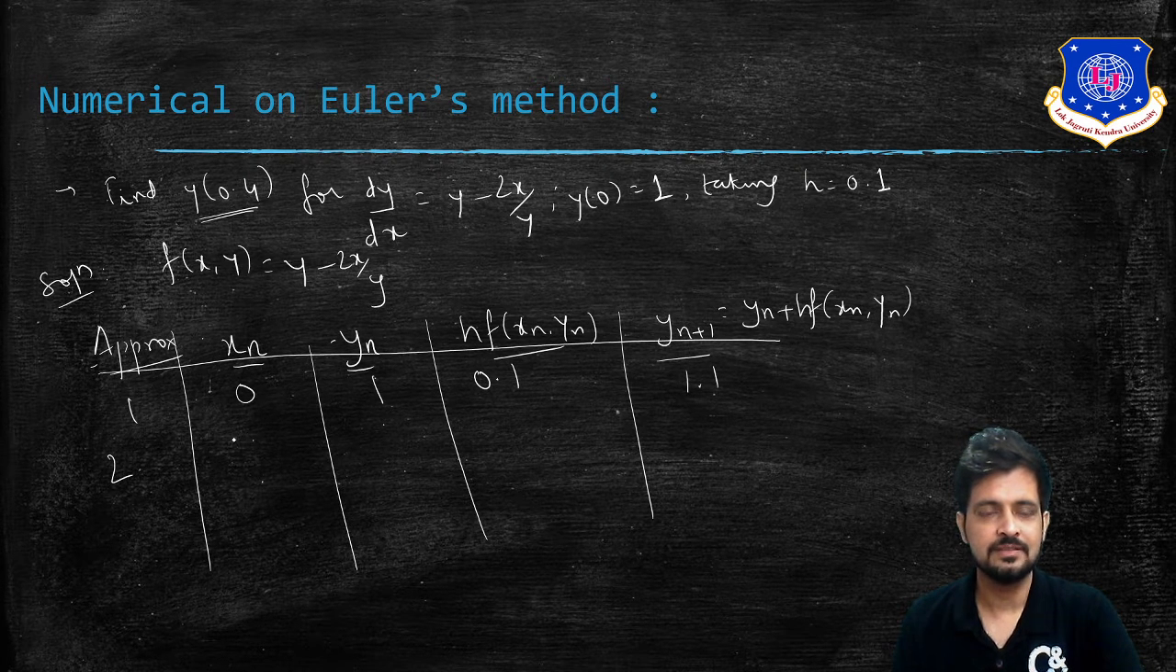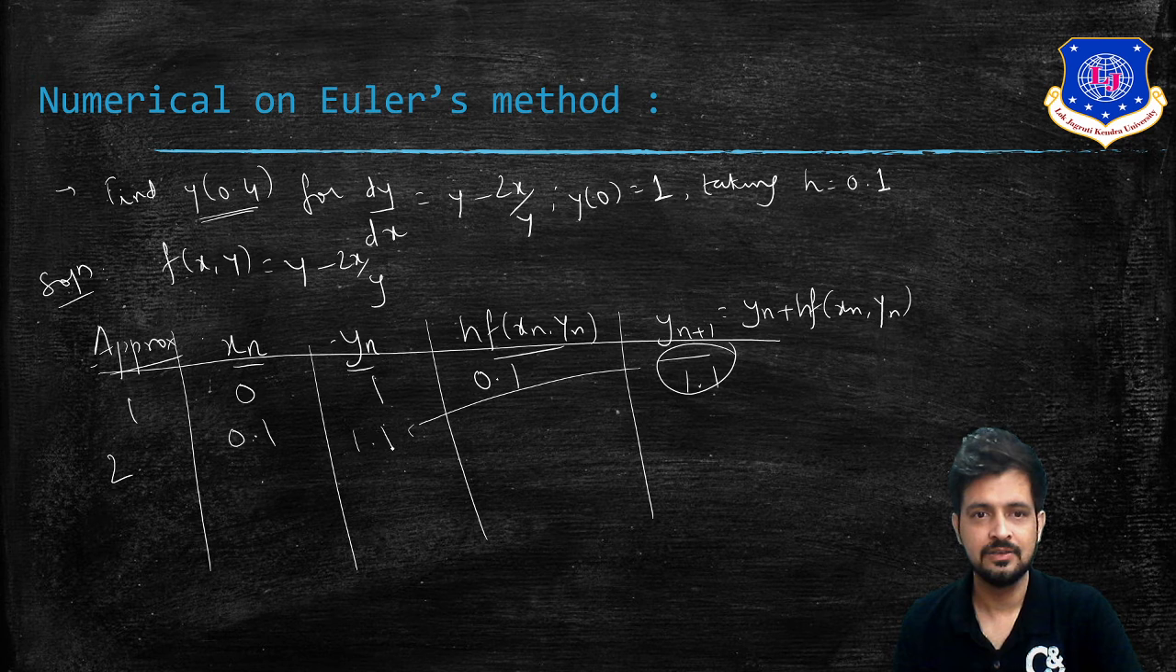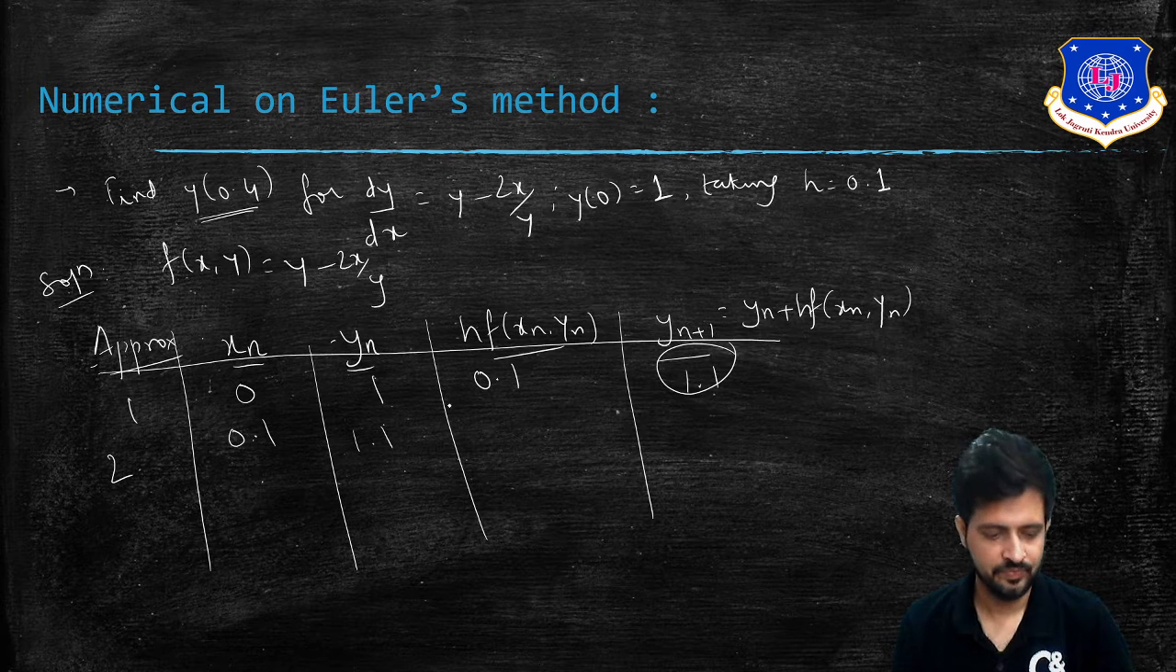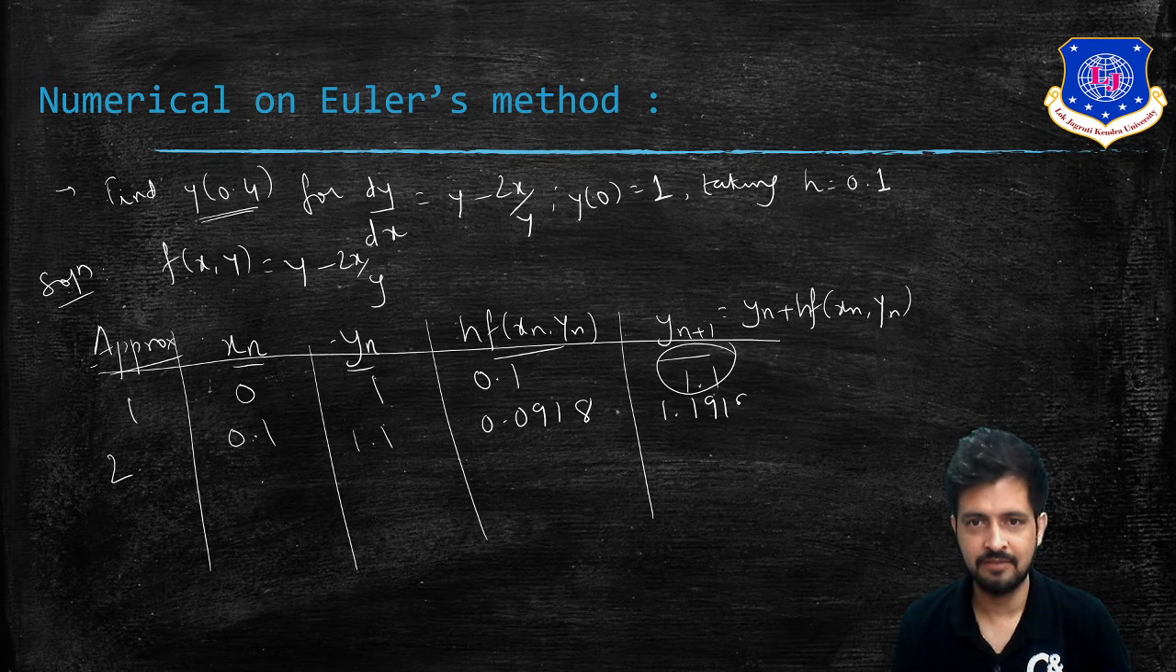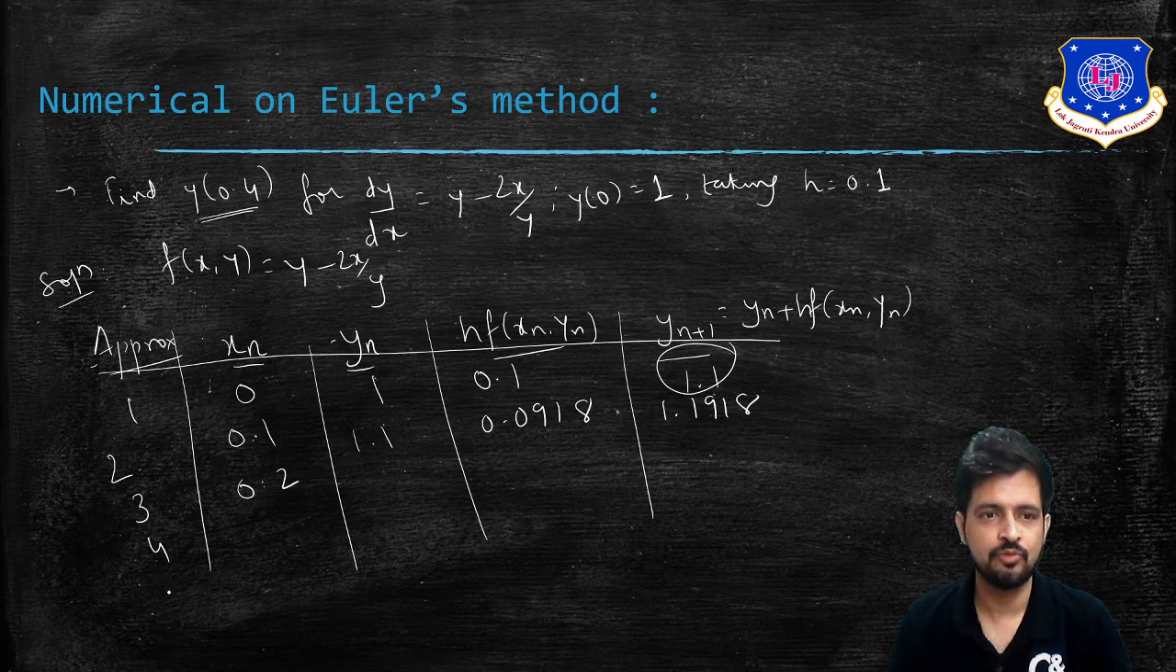Now what is our next value of x? 0.1, because we have to add h. Now our yn plus 1 will be our yn for the next iteration, so yn plus 1 is transferred into yn. Then again I have to find the value. My answer will be 0.0918, and by adding both of these I will get 1.1918. You have to solve it by yourself. The third value will be 0.2, and the fourth and fifth 0.3 and 0.4.